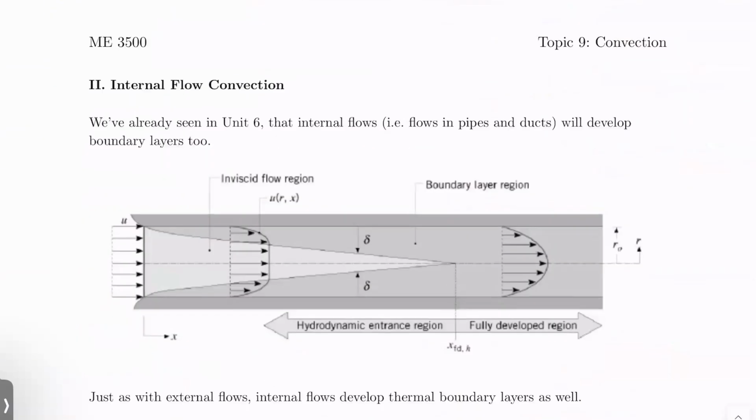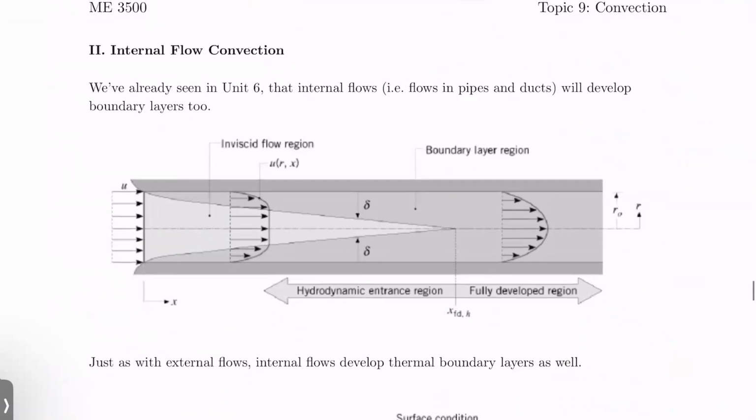Okay, so let's switch now to internal flows. So this is going to reference some stuff from the 2nd or the 6th topic that we've already talked about that was on internal flows. So things like pipes and ducts. So we've already kind of talked about this, but inside of pipes, we develop boundary layers as well, just like we do on a plate, but it's kind of like wrapped around and in on itself.